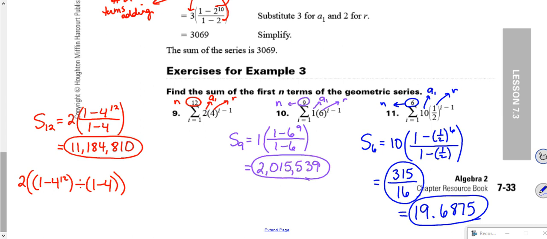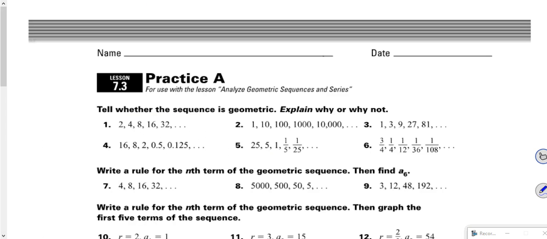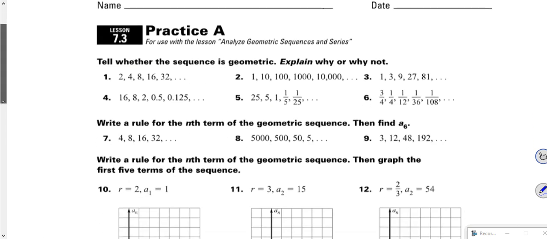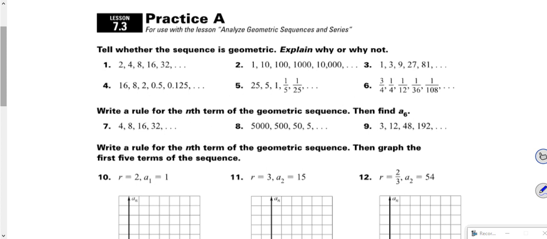And again, I'll post all these documents for you. Okay, so practice problems from practice A. Tell whether the sequence is geometric. Explain why or why not. Obviously I'm not grading these, but I'm not going to be looking too closely at the explanation because I think it's pretty self-explanatory. Either there's a common ratio or there's not.